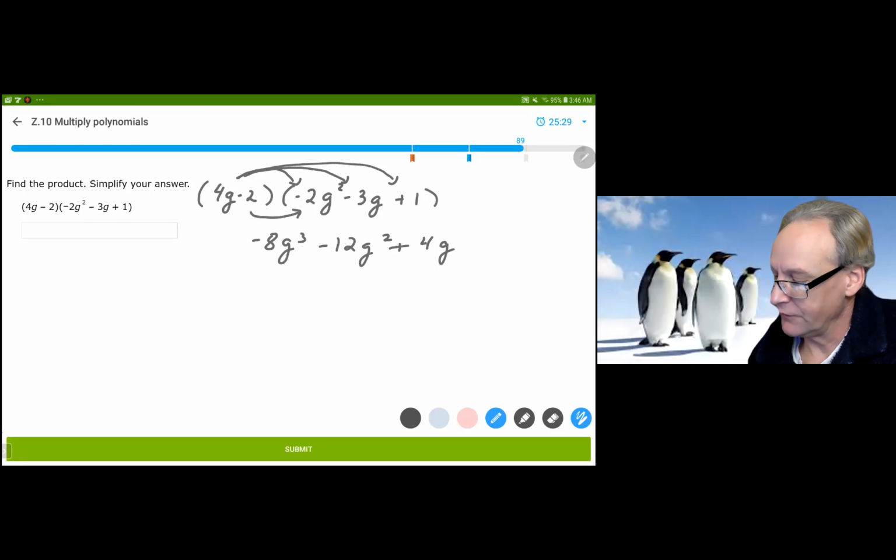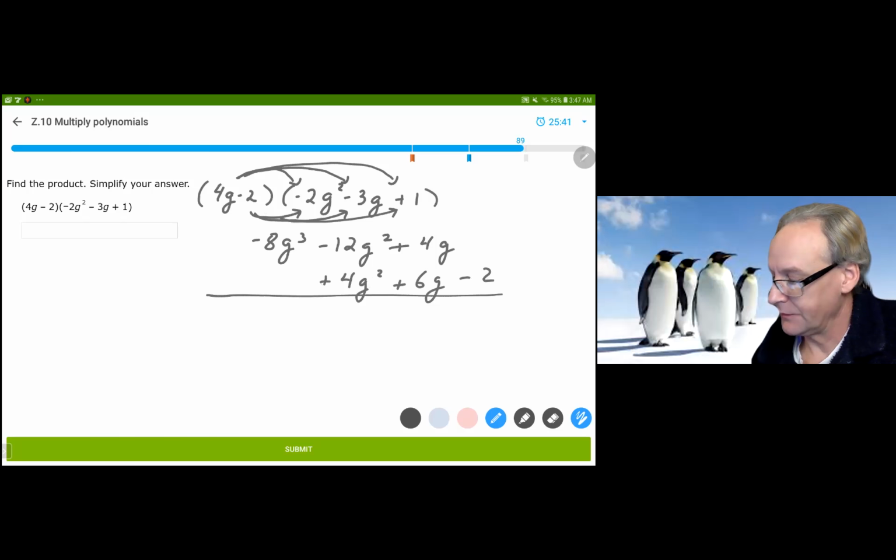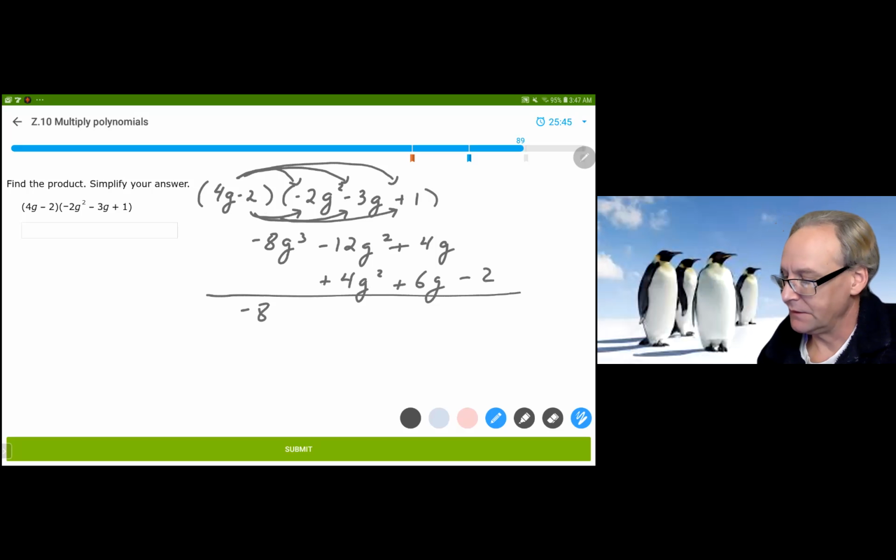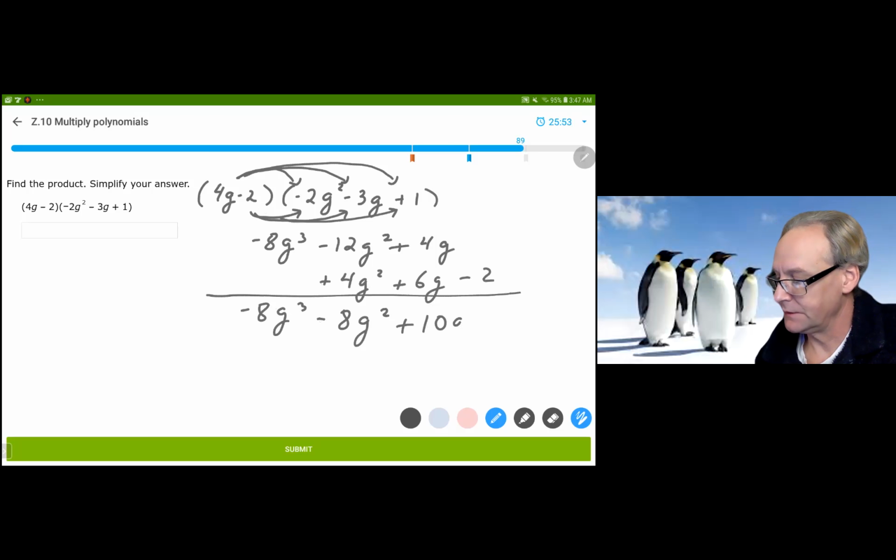Now I'm going to multiply my negative 2 times all three terms. And I get a plus 4g squared. We get a plus 6g. And we get a minus 2. And we add up together our like terms. Negative 8g cubed minus 8g squared plus 10g minus 2.